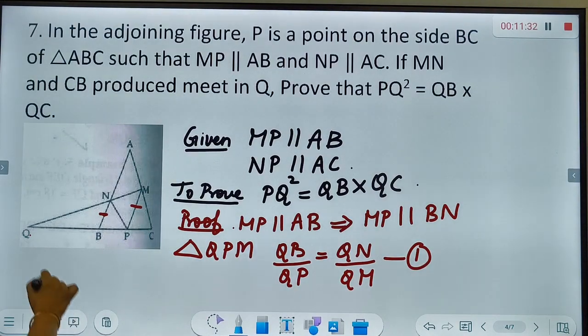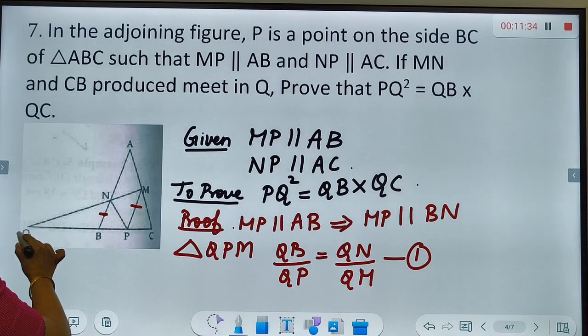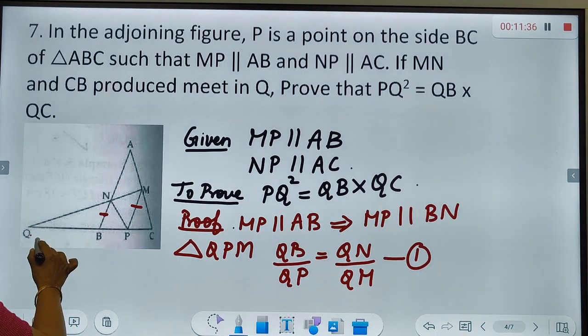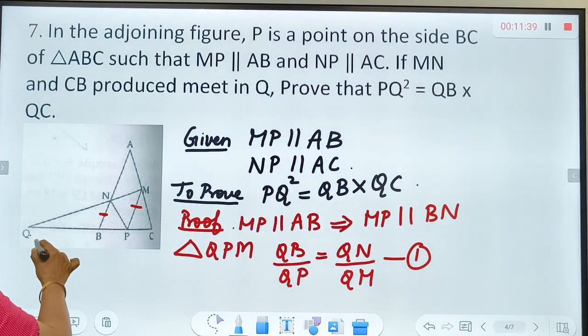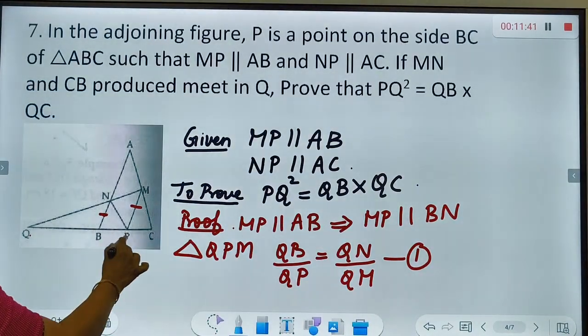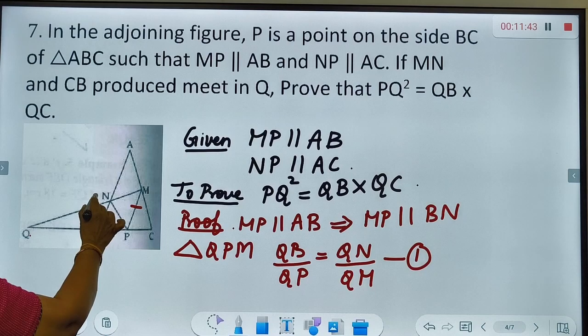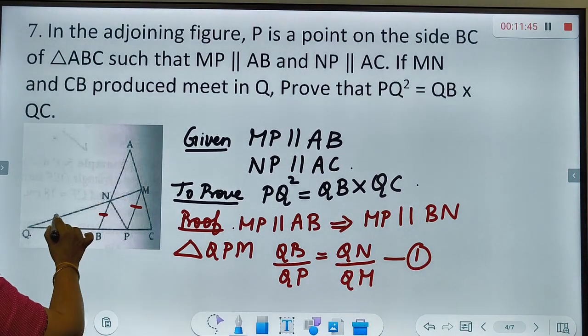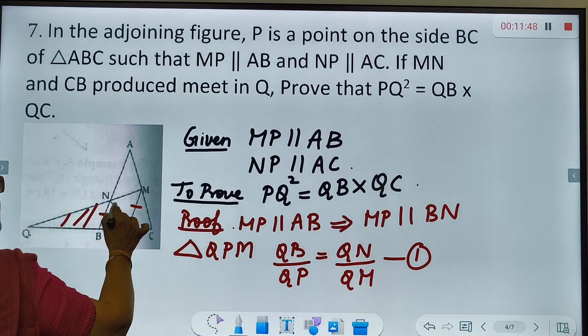Are you able to follow? QB by QP, this follows from the results of the BPT. So, QB by QP is equal to QN by QM, because I am looking at which triangle? This triangle.